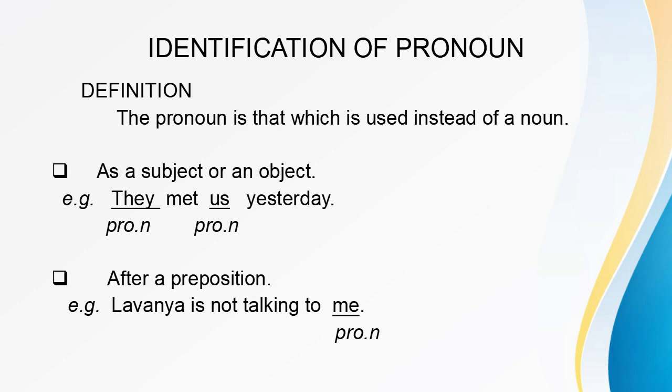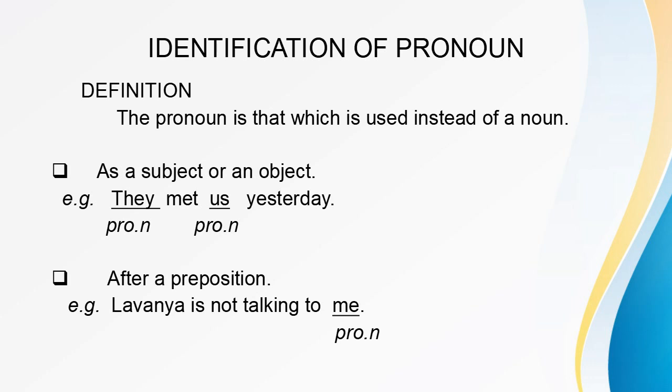They met us yesterday. What is the subject here in this example? They is the subject and met is the verb. Us is the object. In this sentence, the subject they must be a pronoun, and the object us must be a pronoun. This is the way we can identify the pronoun in a sentence, as we identify using the same rule in the matter of noun.